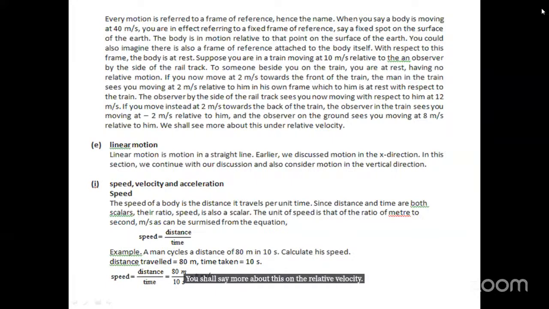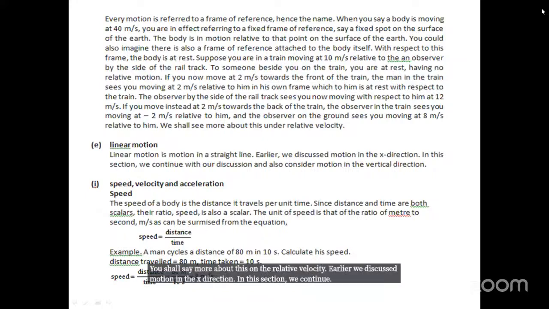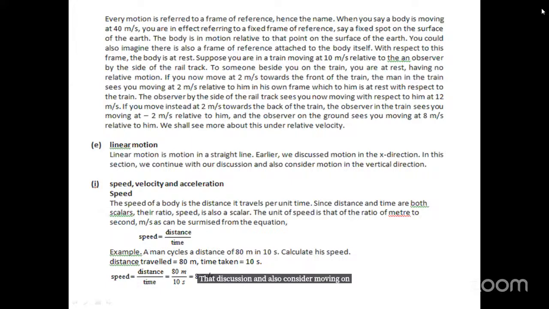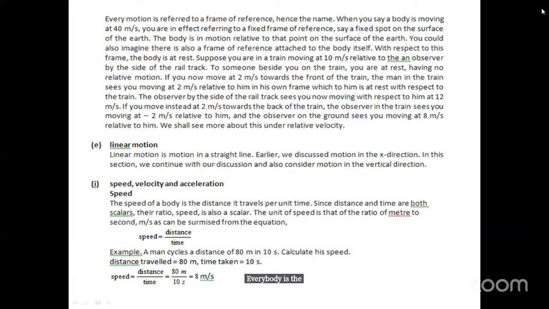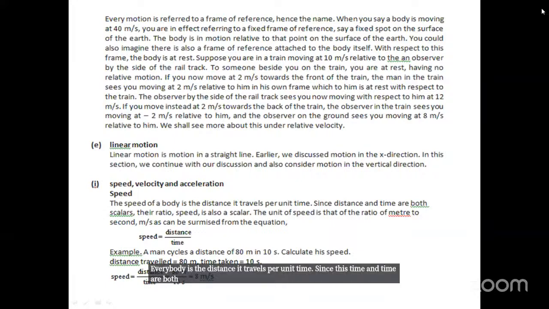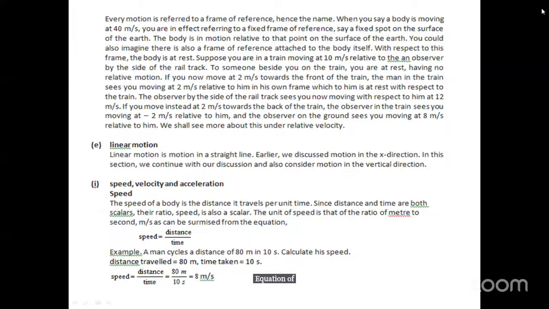Velocities. Linear motion is motion in a straight line. Earlier, we discussed motion in the x direction. In this section, we continue with our discussion and also consider motion in the vertical direction. Let's look at speed, velocity, and acceleration. Speed of a body is the distance it travels per unit time. Since distance and time are both scalars, their ratio, speed, is also a scalar. The unit of speed is meters per second, as surmised from the equation speed equals distance over time.